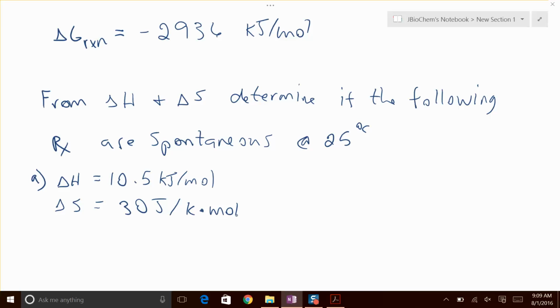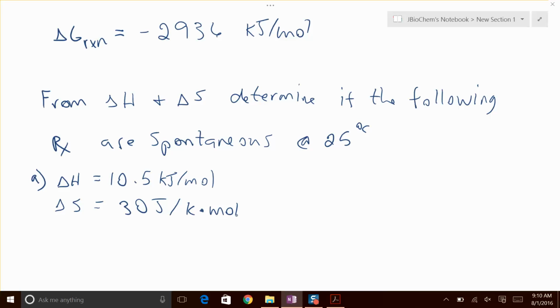Okay, so let me remind you that we can try to predict whether it's spontaneous or not. We're going to calculate it, but we can try to predict it by looking at the signs. Okay? When the signs are the same, that means it's dependent on what? Whether it's spontaneous or not. It's dependent upon the temperature. If I increase or decrease the temperature, that will allow it to become spontaneous or not. Okay? So the signs are the same here.